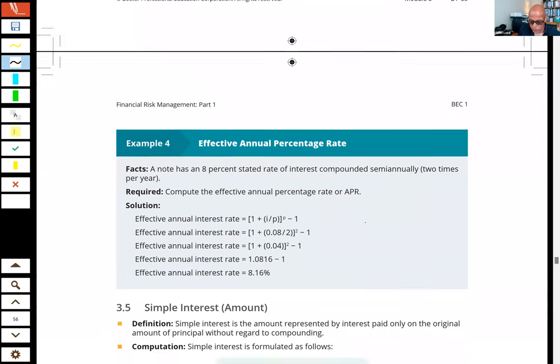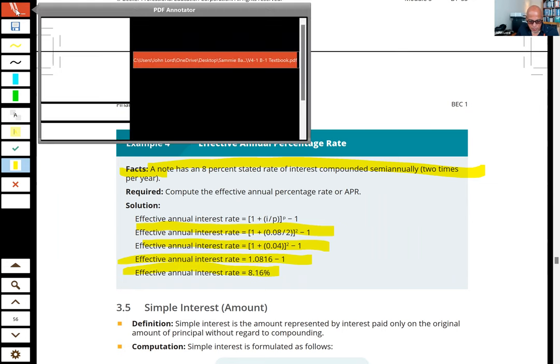And again, I want you to go ahead and flashcard that formula, but they give us the 8% stated rate of interest compounded semi-annually. Again, that means it's two times per year. And so we go ahead and we plug the numbers into that formula that I asked you to memorize. And then you can come up with what that rate is by subtracting one from that.